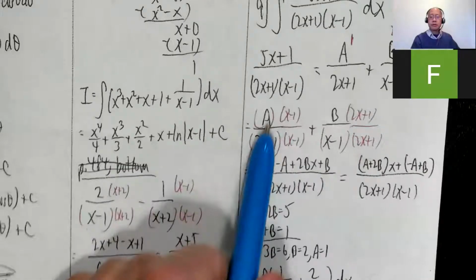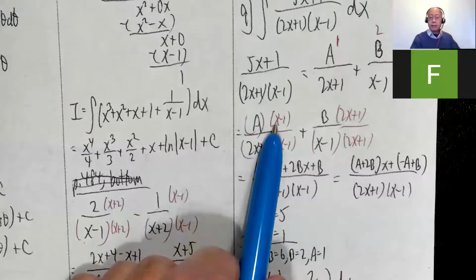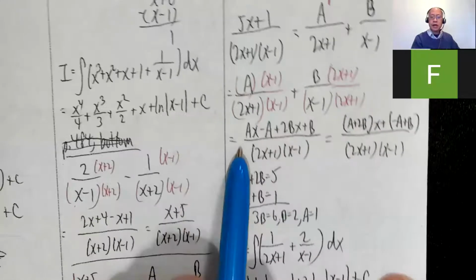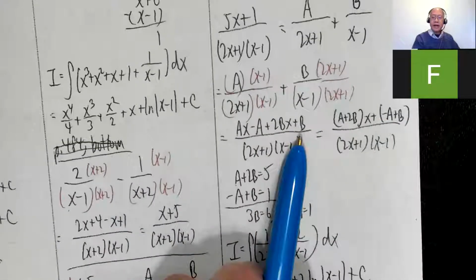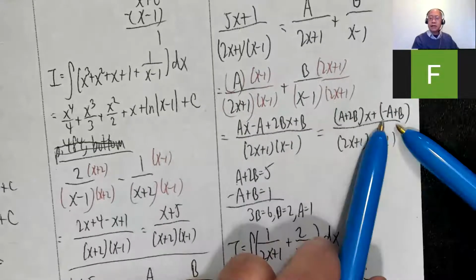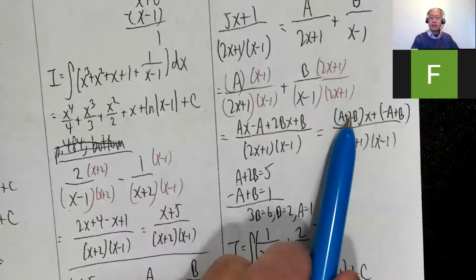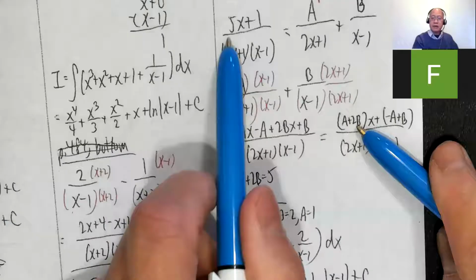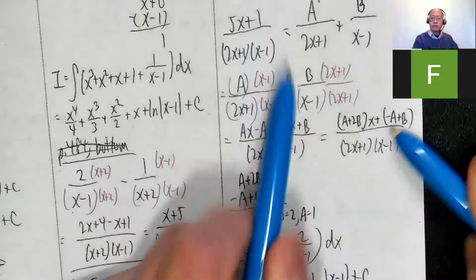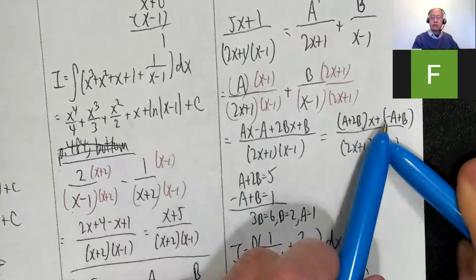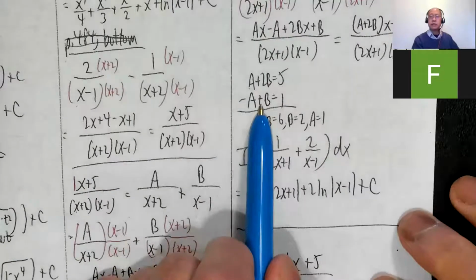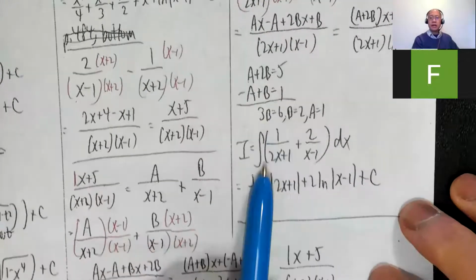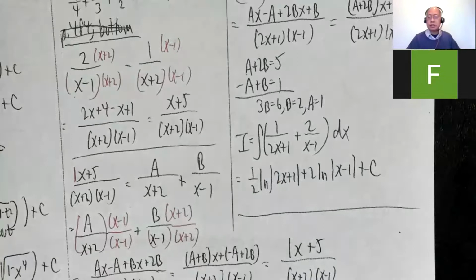So I run through this partial fractions process, get my common denominator, work out the top, factor out the x, separate out the non-x, and I say to myself, this better be 5, and this better be 1. So a plus 2b has to equal 5. Negative a plus b has to equal 1. 2 equations and 2 unknowns. Solve, find my b and a, and then do this integral, and that pretty much does it.